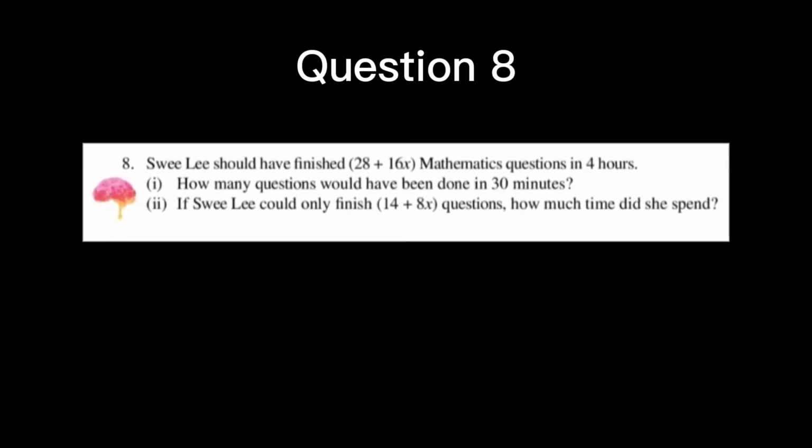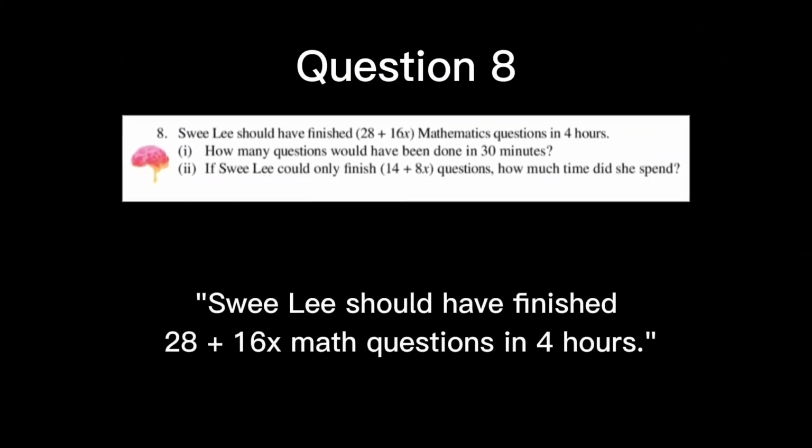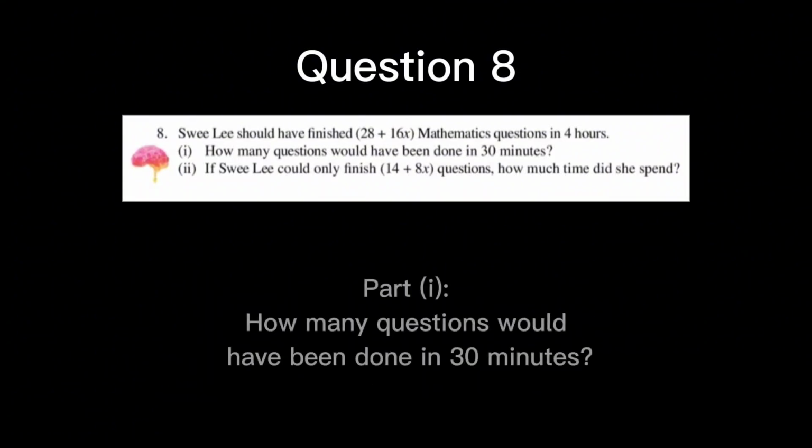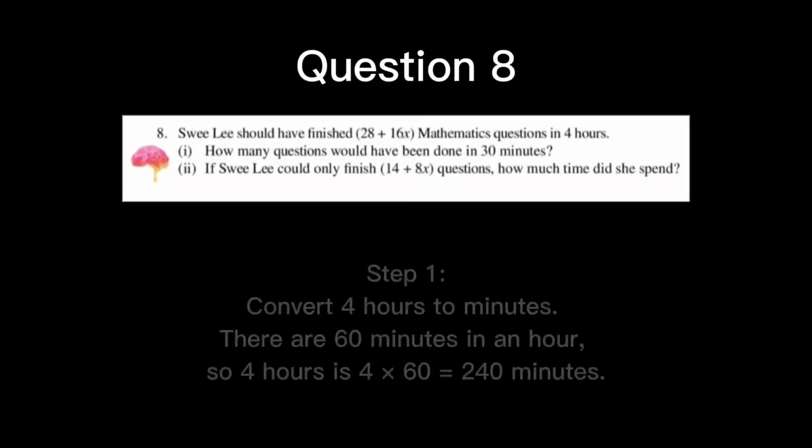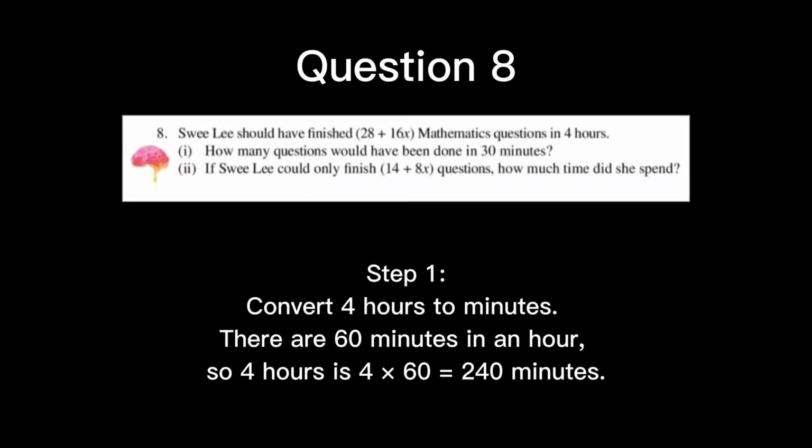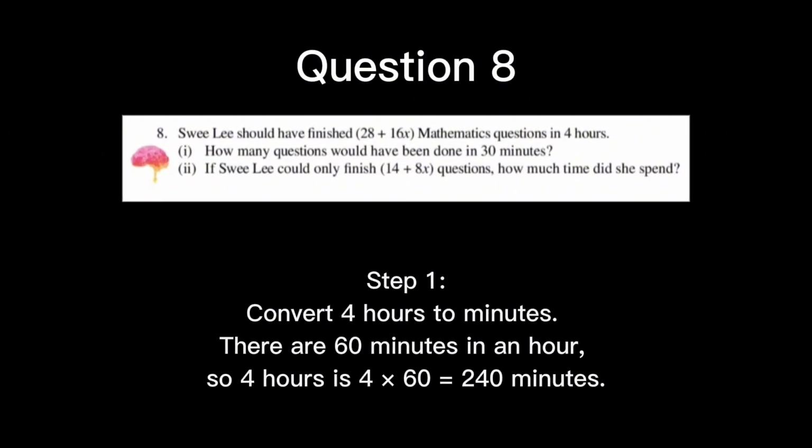Question 8. Sweetie should have finished 28 + 16x math questions in 4 hours. Part I. How many questions would have been done in 30 minutes? Step 1. Convert 4 hours to minutes. There are 60 minutes in an hour, so 4 hours is 4 times 60 equals 240 minutes.